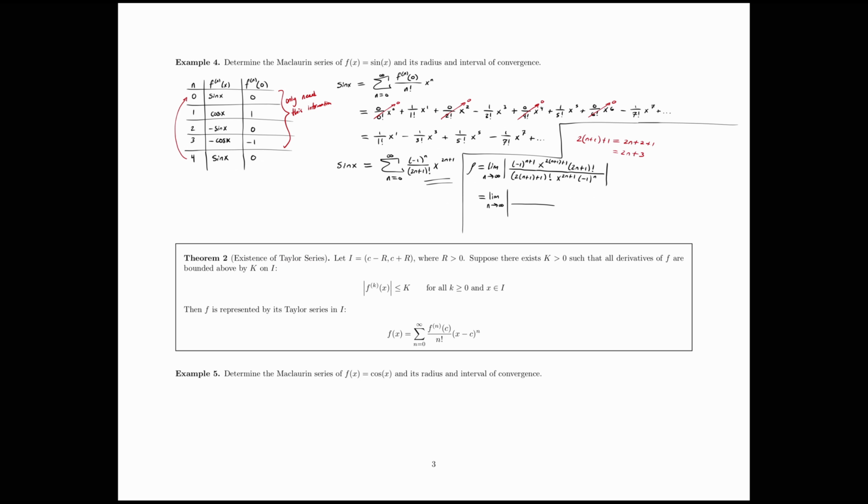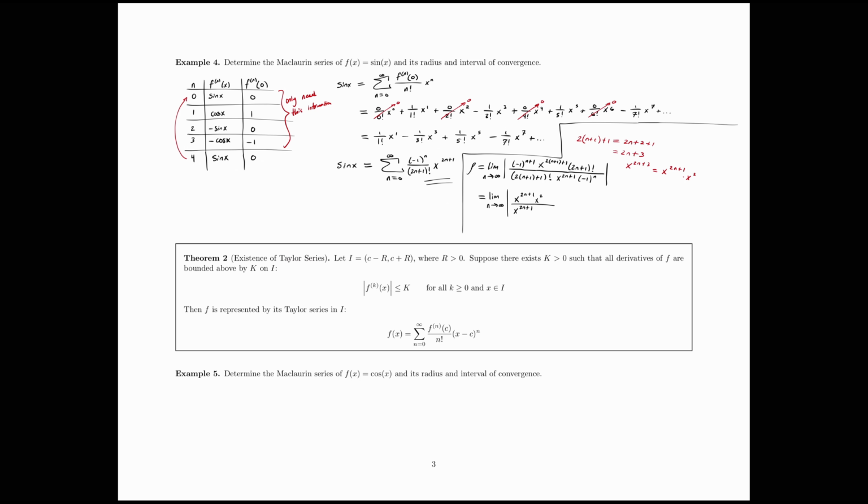So we want to cancel the x's. If this becomes an x to the 2n plus 3, and this x down here becomes x to the 2n plus 1, we want to get rid of the 2n plus 1s, so I can go ahead and write this x to the 2n plus 3 as x to the 2n plus 1 times x squared. And then the x to the 2n plus 1s would cancel. So we'll write this as 2n plus 1 times x squared.